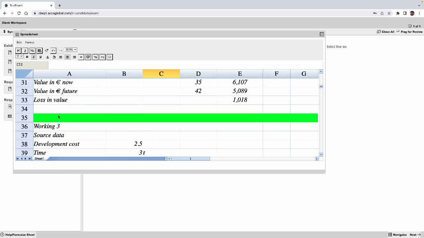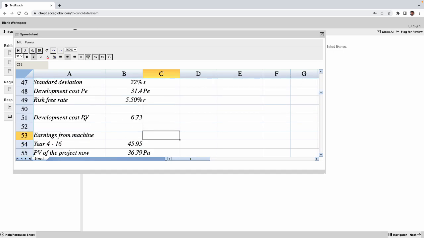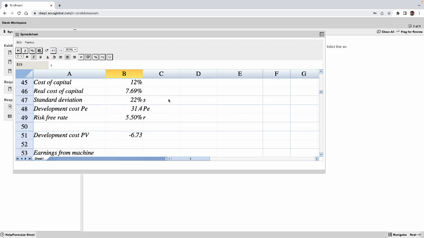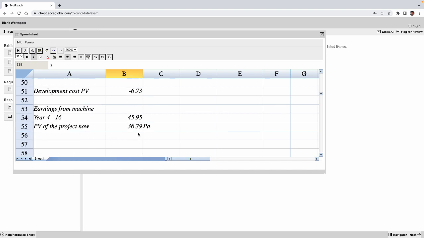So now I've got my working, so development cost is -6. This one is, remember, all minus. This is -2.5. Sorry, I just put this down. That's -6.73 already. Okay, so we got the project value now. Let's move on.